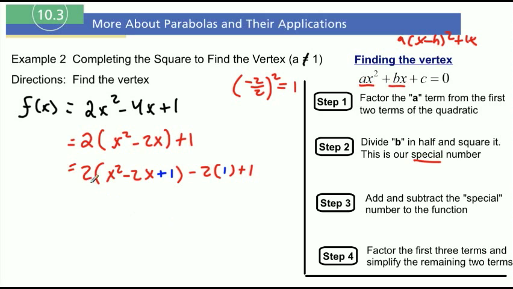Now factor the first 3 terms here. So if I factor this right here, it's going to be x minus 1 quantity squared. And this is negative 2 plus 1, so minus 1. And now this is written in what we call vertex form. So the vertex is just simply 1, negative 1, h, k.